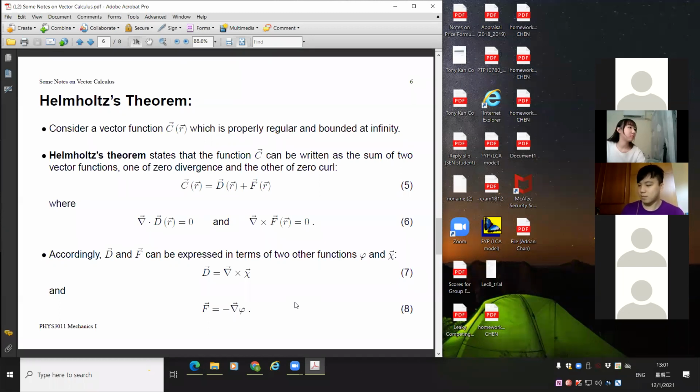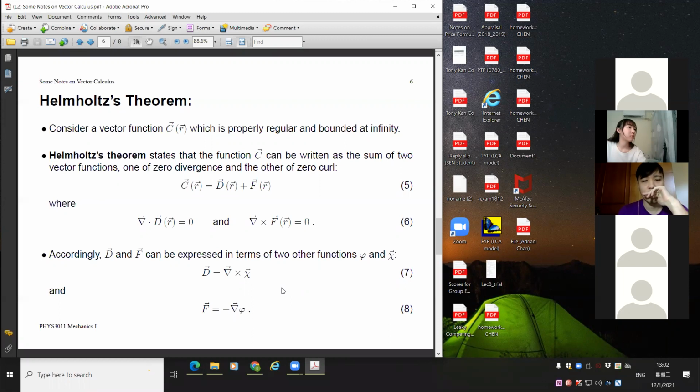Helmholtz theorem states that the vector function C vector can be written as the sum of two vector functions, one of zero divergence and the other of zero curl. So that means C can always be written as a sum of two vectors, the D vector and F vector. The D vector has the property that del dot D equals 0, and the vector F has the property that del cross F equals 0. Okay, so that is the Helmholtz theorem.